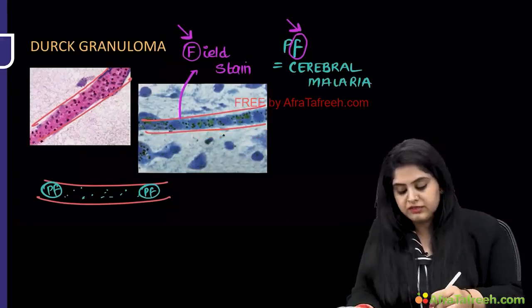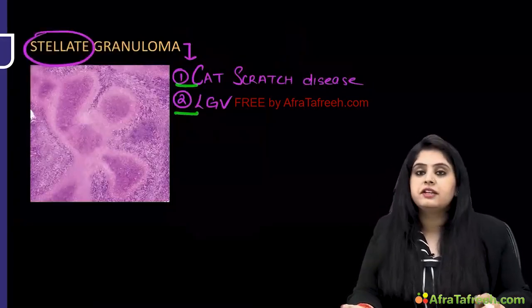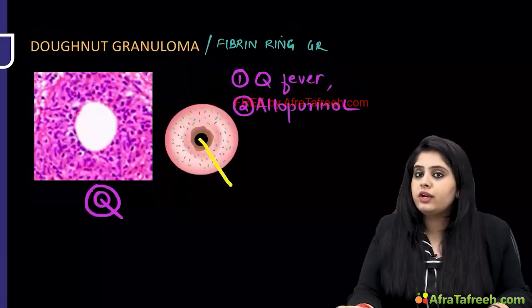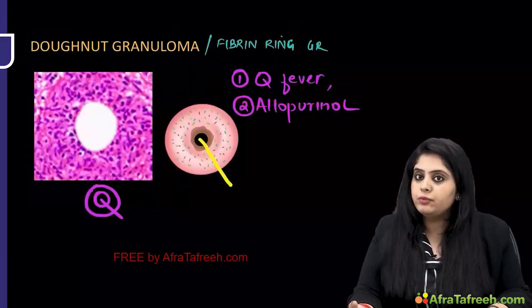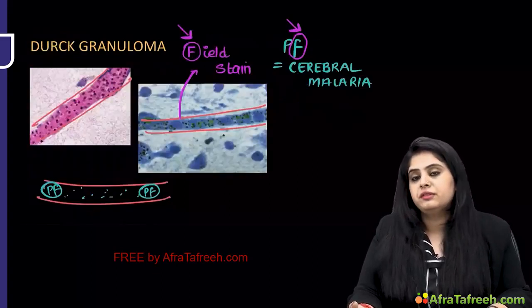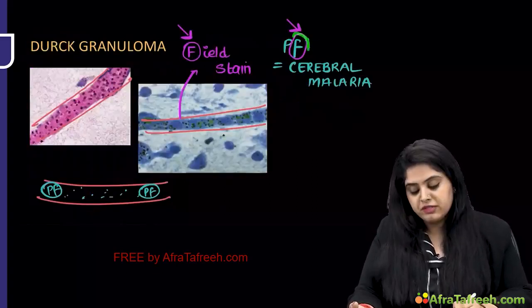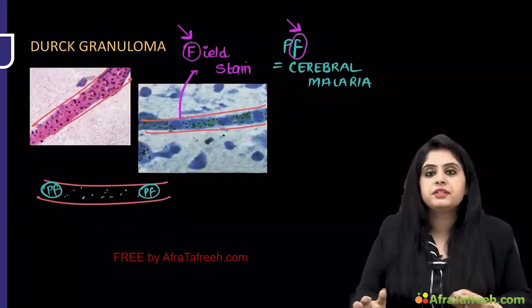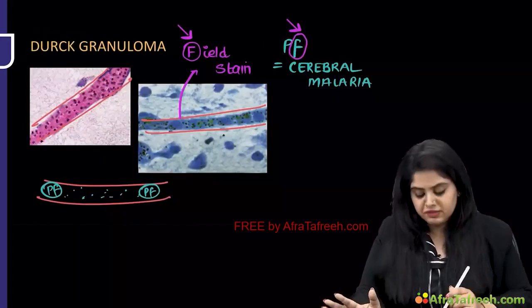So three granulomas. Stellate granuloma is seen in cat scratch disease and lymphogranuloma venereum. Donut granuloma is seen in Q fever and allopurinol. Dirk granuloma is going to be seen in Plasmodium falciparum. The special stain for falciparum is the Field stain. The image fest of granuloma and giant cells is done.